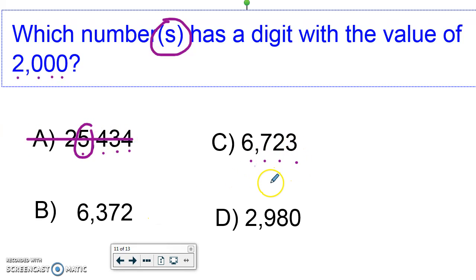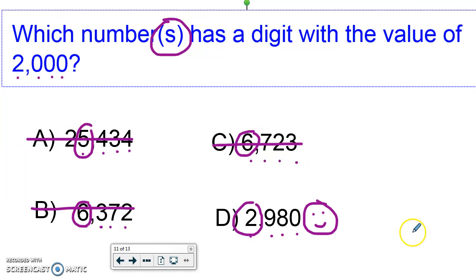1, 2, 3, 4. 6 is there. C cannot happen. 1, 2, 3, 4. 6 is in the position again. B cannot happen. 1, 2, 3, 4. 2 is in the thousands place. That is our correct answer. Yay! Smiley face. D is the correct answer.